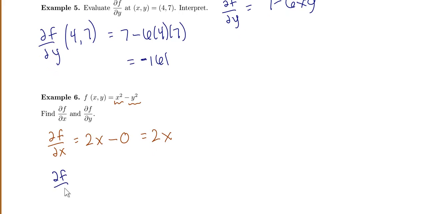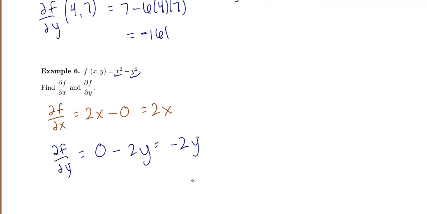And the partial of f with respect to y is going to be, okay, so the derivative of x squared, that's a constant, we don't care about that, so that's 0, minus the derivative of y squared, which is 2y. So we get negative 2y. And those are our derivatives.